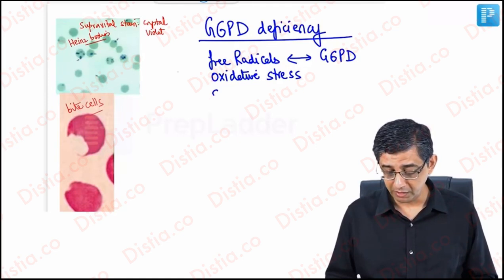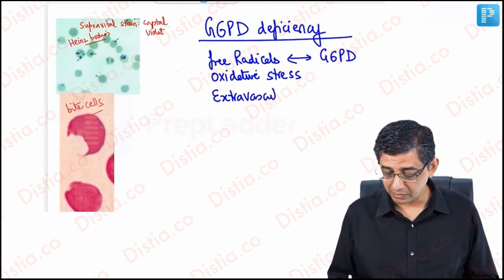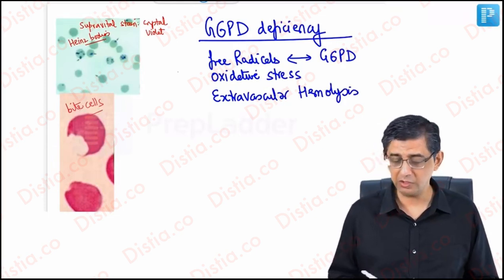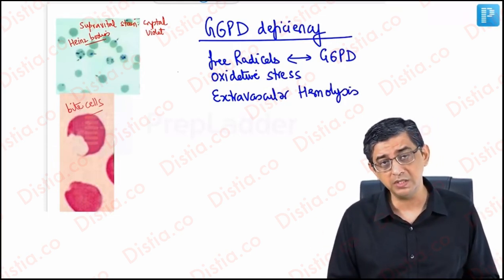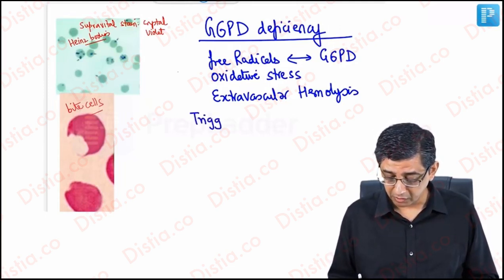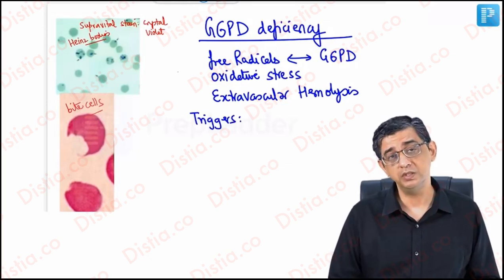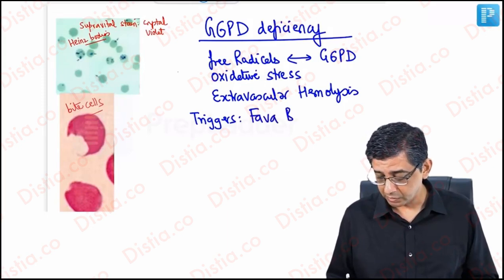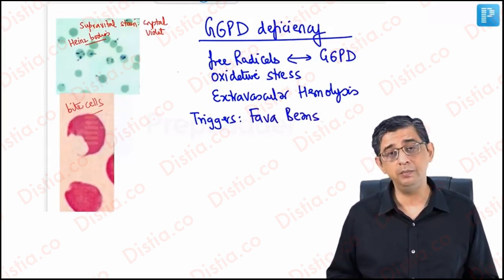You see, traditionally, if they do not mention anything and they ask for a single best response saying what type of hemolysis is noticed in G6PD deficiency, your answer would be extravascular hemolysis. However, sometimes there can be triggers which can contribute to intravascular hemolysis in this condition. One can be consumption of fava beans. The second is consumption of anti-malarial drugs.